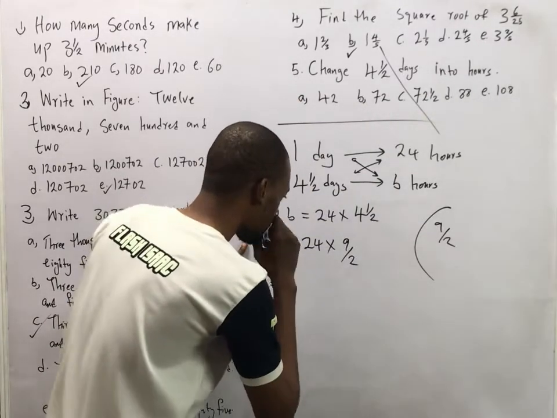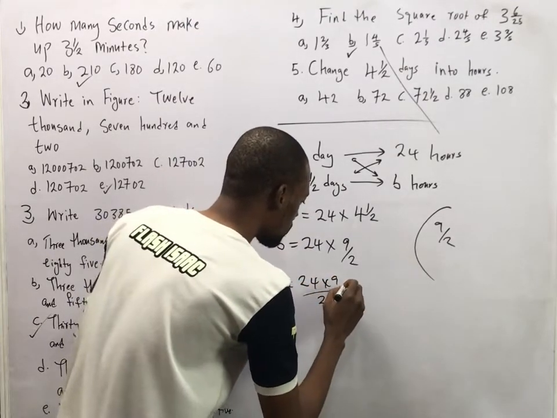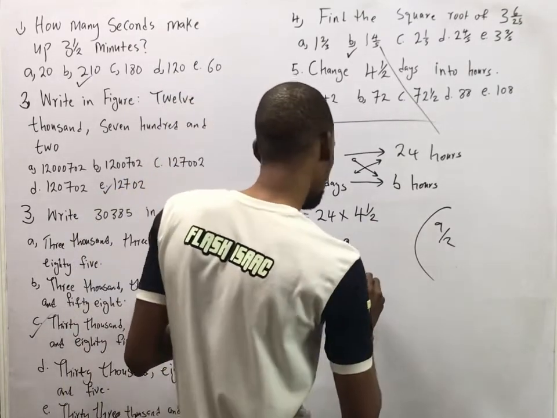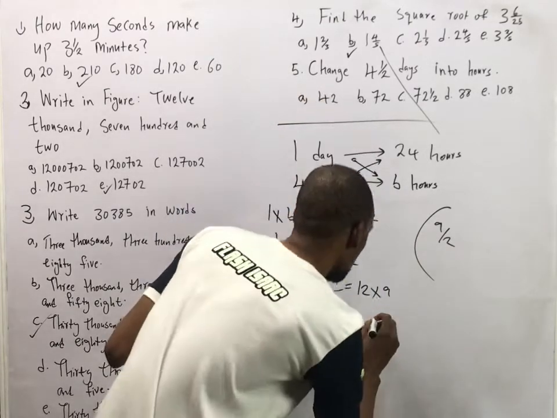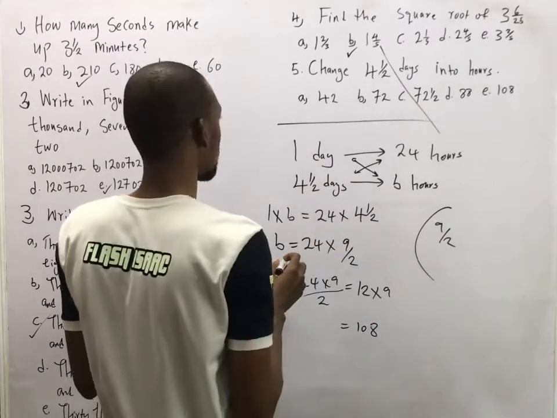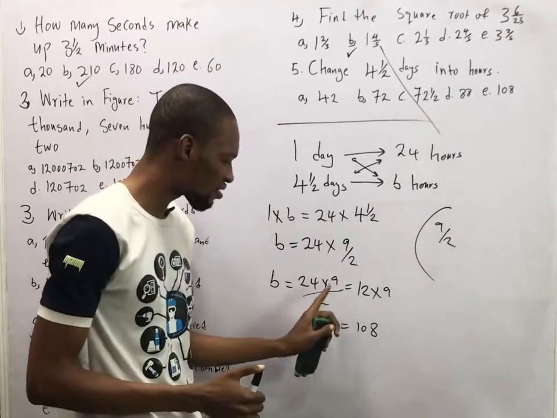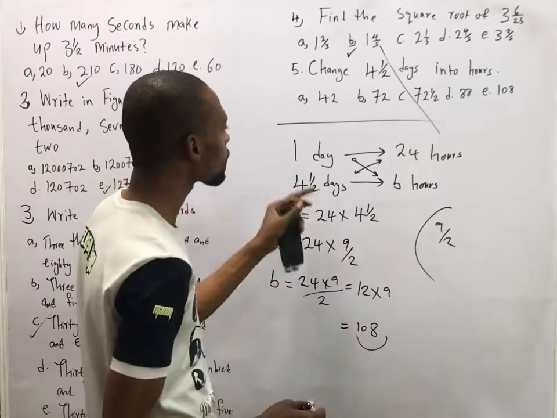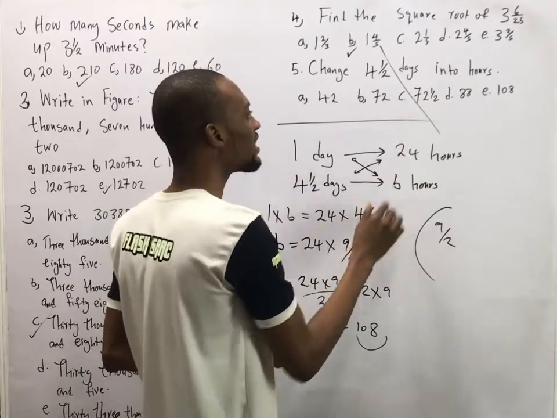So B is equals 24 times 9 over 2. So if you divide 24 by 2, it gives you 12. So B is the same thing as 12 times 9, which is equals 108. Anyhow you wish to do it, you can just multiply straight and divide by 2. But anyhow you solve it, you get 108. So if 1 day is 24 hours, 4.5 days is simply 108 hours.